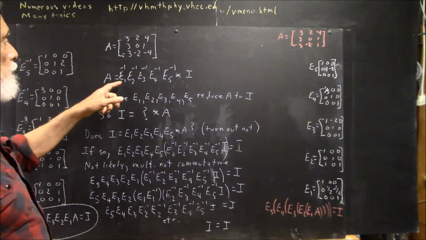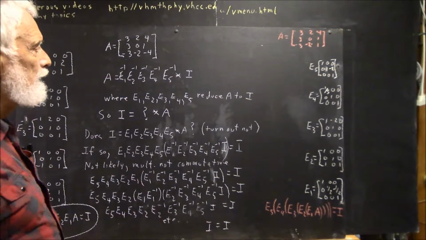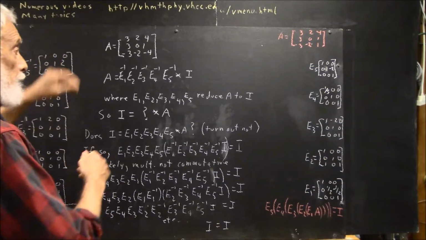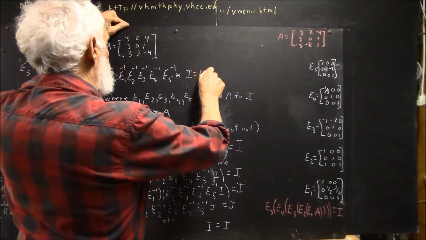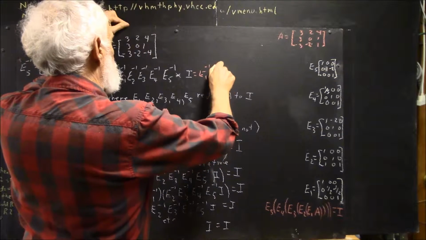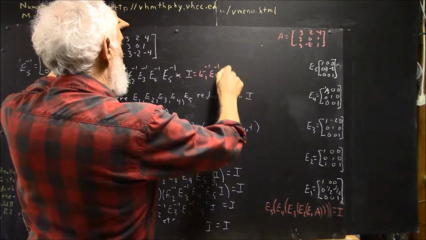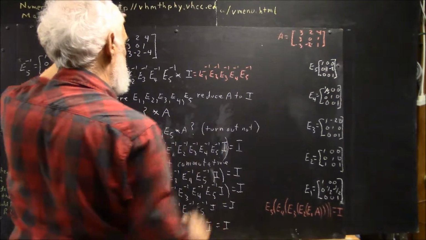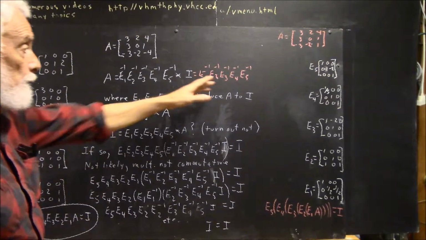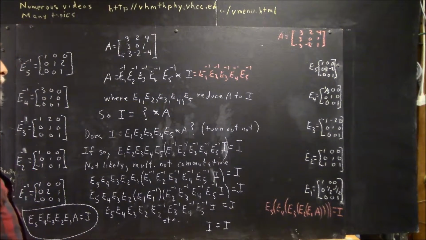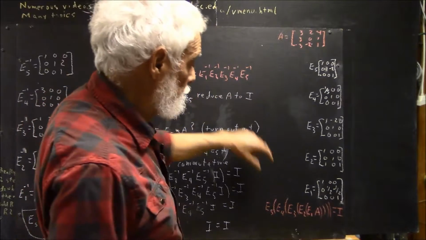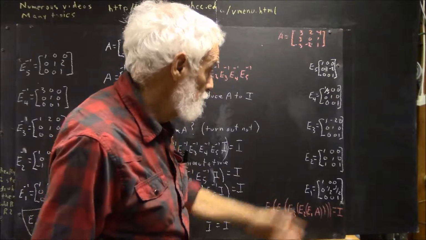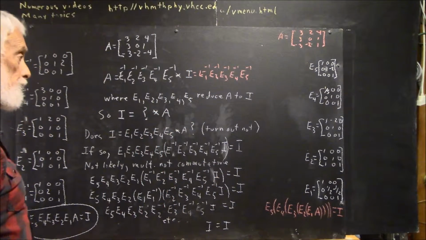Also, A is E1 inverse through E5 inverse times I. Well, the identity matrix doesn't change anything, so you could as easily say that that equals E1 inverse, E2 inverse, E3 inverse, E4 inverse, E5 inverse. Okay, so that's what the matrix A is. And does it make sense that if you multiply this matrix by this matrix, which I said was the inverse, you should get the identity? Well, let's see how it works.